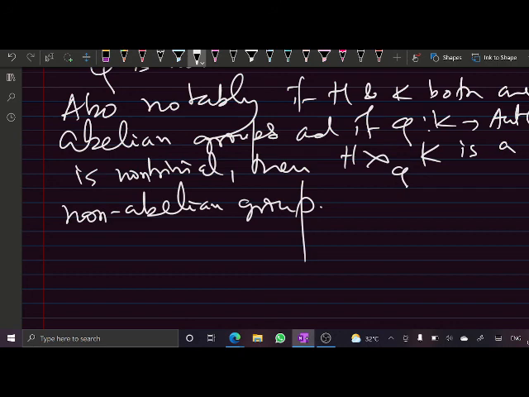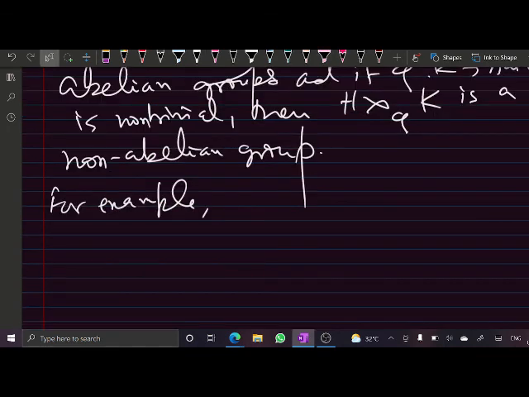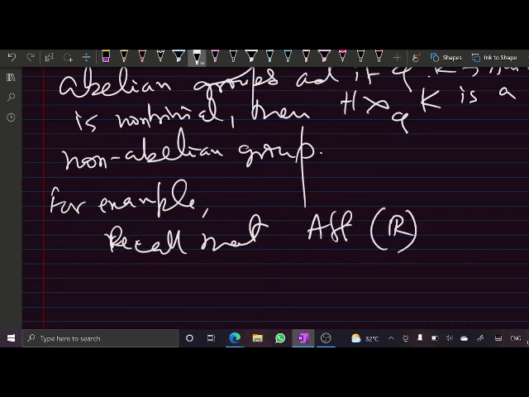If you look at, for example, recall that your affine group of matrices is isomorphic to R cross R star, right?